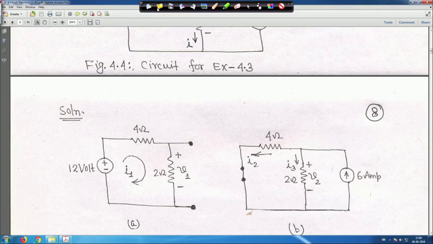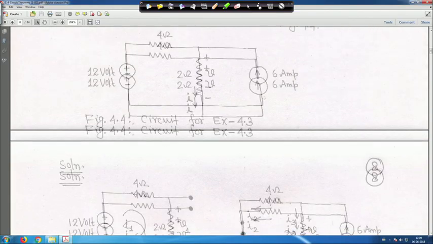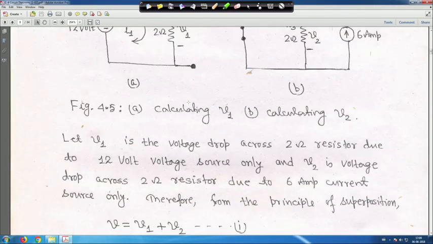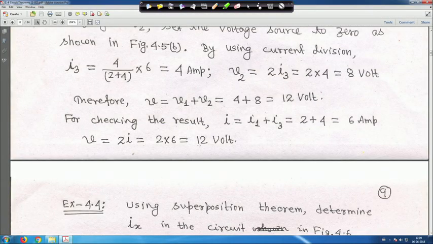Let me clear it. That means when you solve this circuit, you will get I is equal to 6 ampere and V is equal to 12 volt. So, all these things we have done. Here it is given V is equal to 12 volt. So, the problem is solved.